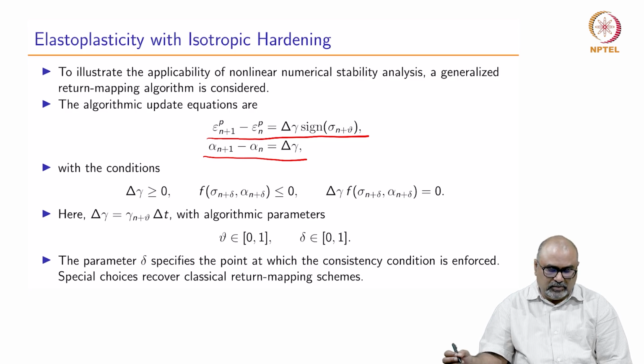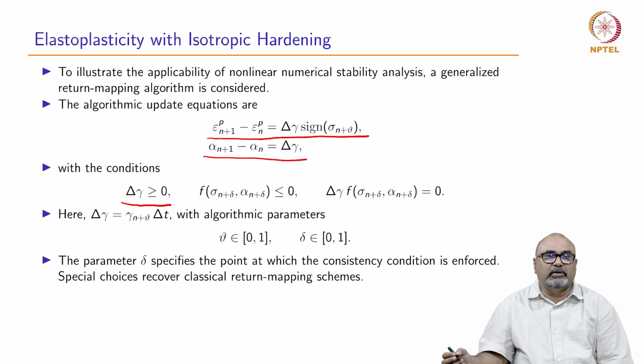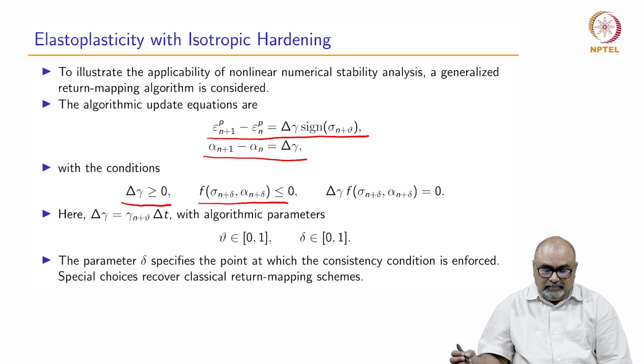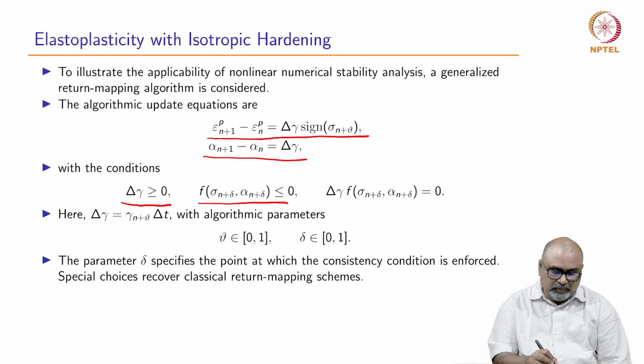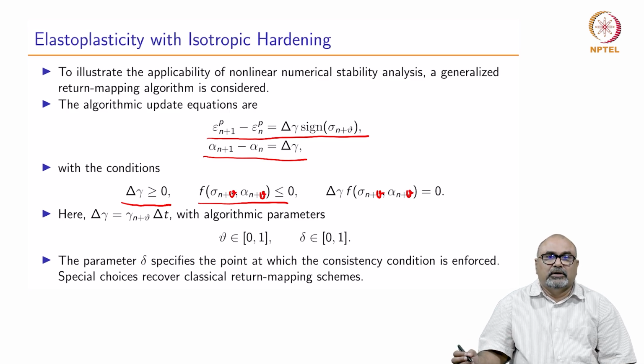where delta gamma is the incremental slip rate or incremental plastic multiplier, which satisfies the Kuhn-Tucker conditions during that incremental step: delta gamma is greater than or equal to 0, f of sigma n plus v and alpha n plus v is less than or equal to 0, and delta gamma times f of sigma n plus v and alpha n plus v must be equal to 0. So, the consistency condition is satisfied, and for the plastic process to happen, delta gamma is greater than 0 and the plastic process happens on the yield surface.